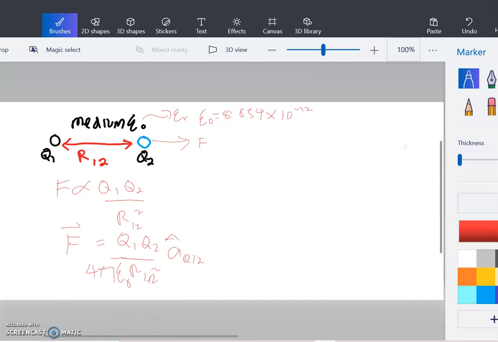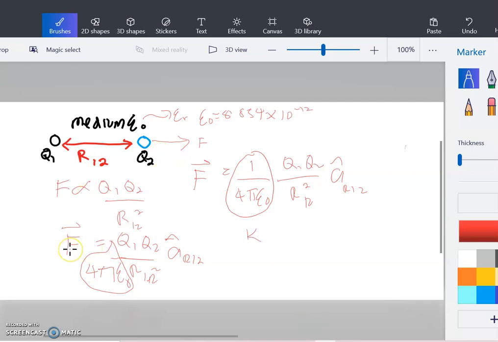So if you see this one, this is actually your constant just now, where you have F equals 1 over 4 pi epsilon naught Q1 Q2 over R12 squared, in the direction of unit vector R from 1 to 2. So this one is the constant K. Okay, so hope that's clear.